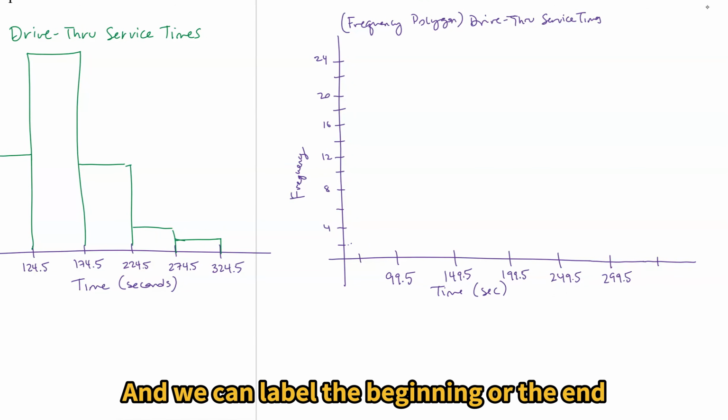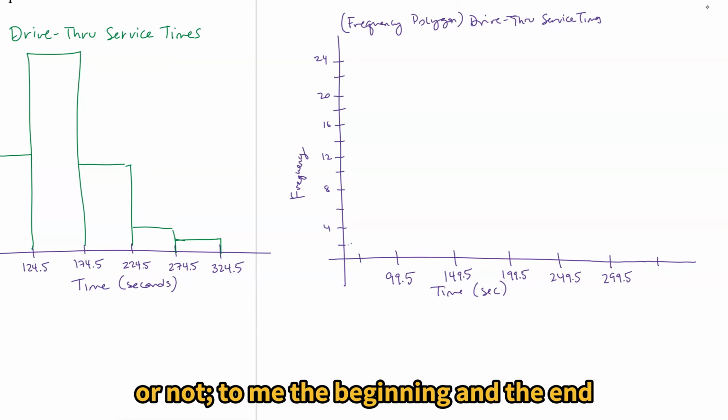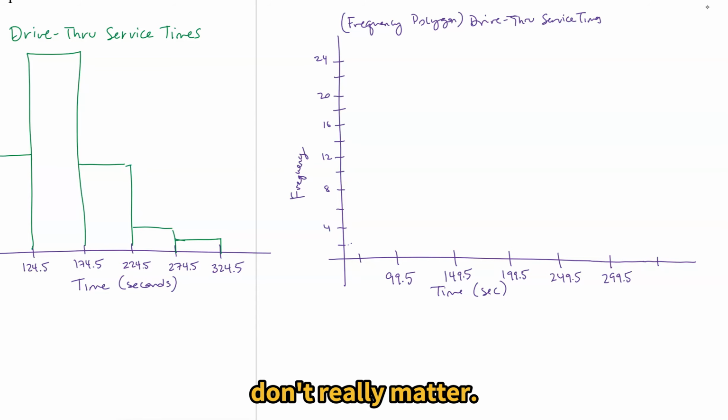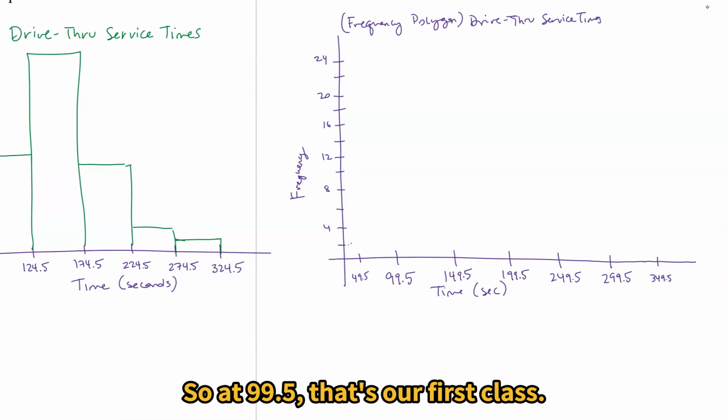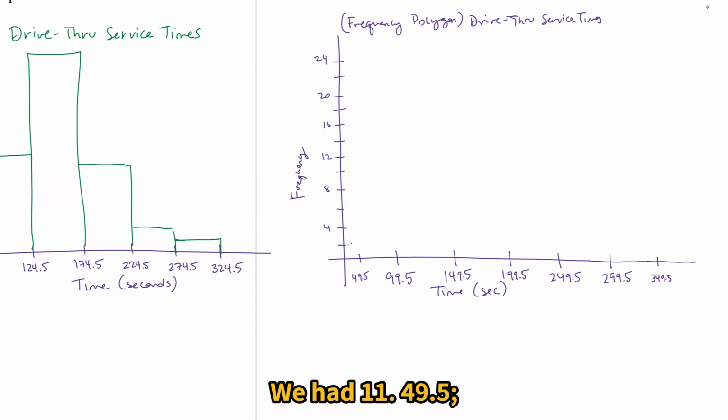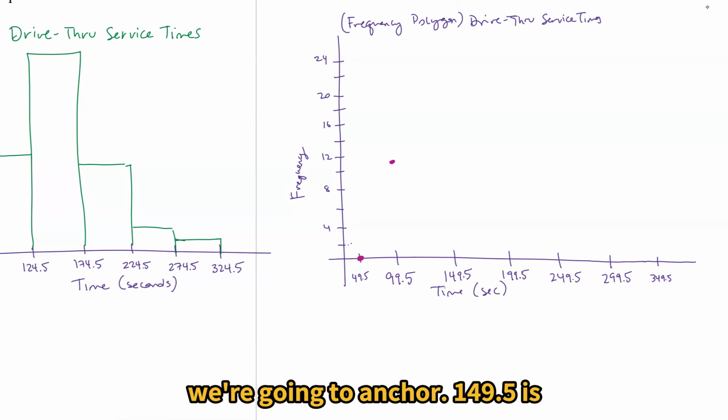And we can label the beginning or the end or not. To me, the beginning and the end don't really matter. So we can label those or not. And then our heights are the frequency values. So at 99.5, that's our first class. We had 11. 49.5 we're going to anchor.